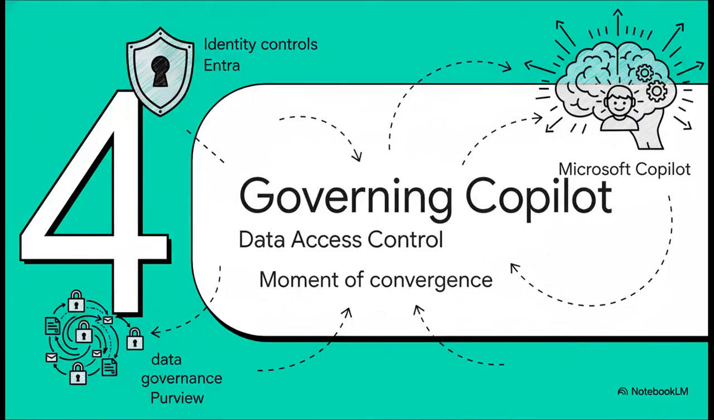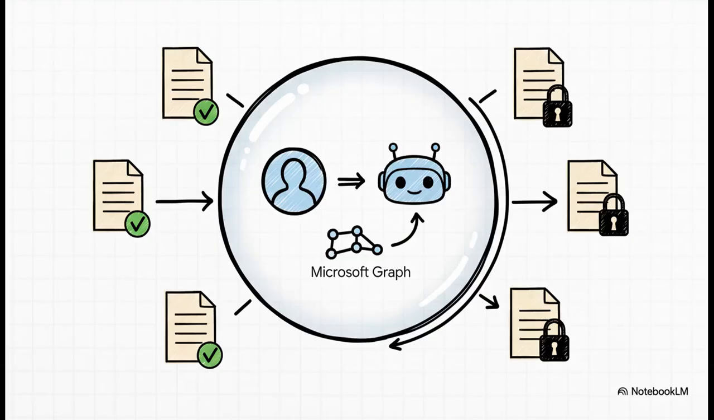And this is where it all comes together. We've built strong identity controls on the identity plane with Entra. We've built robust data governance on the data plane with Purview. Now, we get to see how these two foundational layers work together to manage and secure the incredible power of Microsoft Copilot. If you take away only one thing about securing Copilot, let it be this.